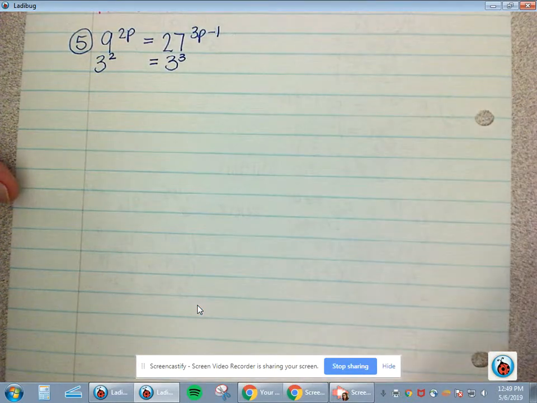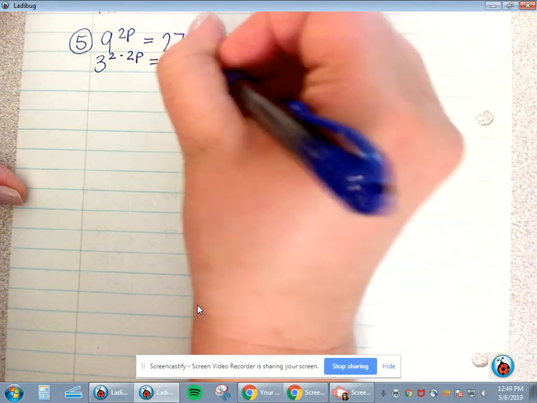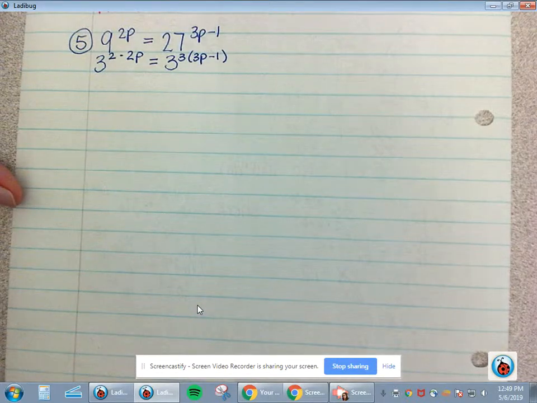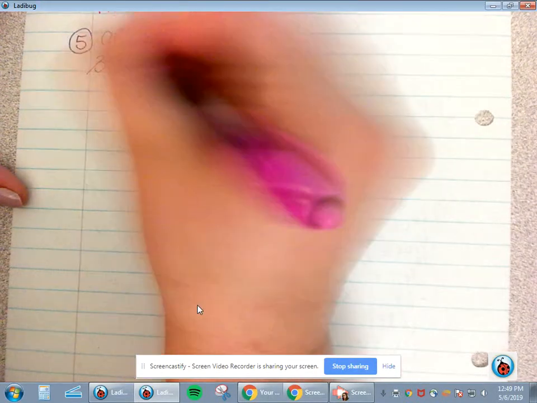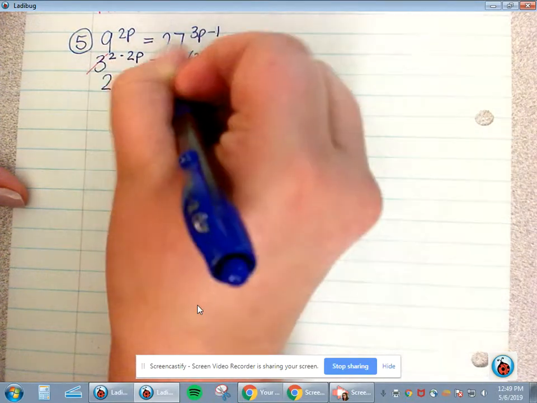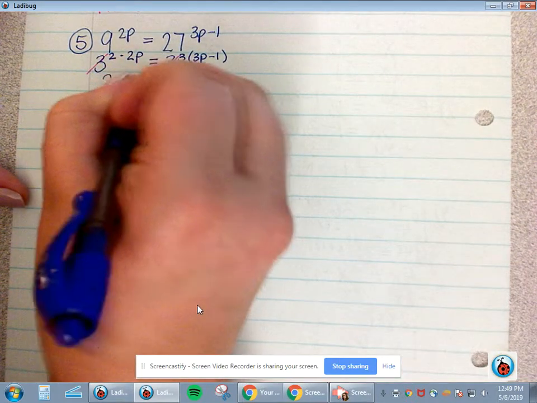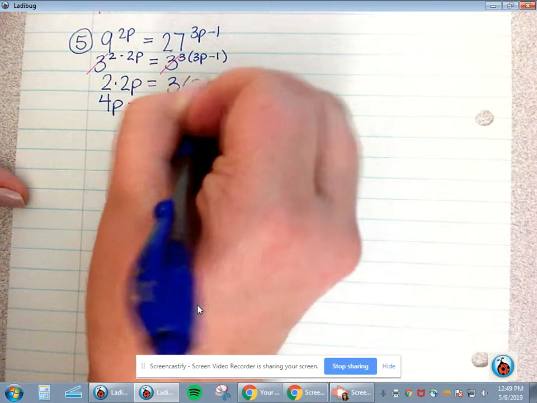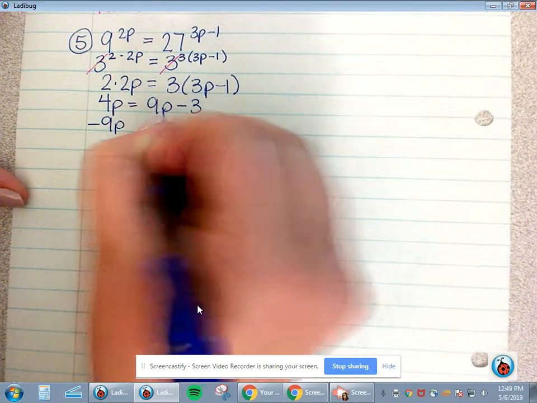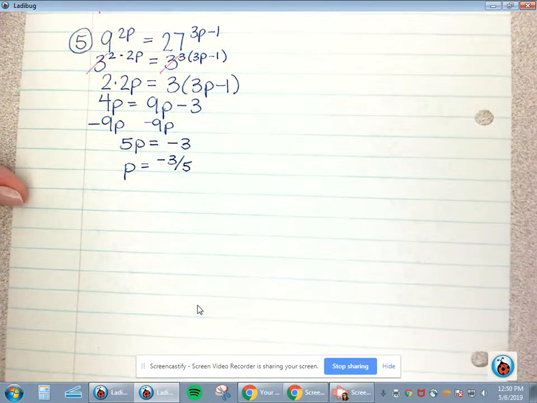So if I rewrite 9 as 3 squared and then I multiply by that exponent that there was already, and then I multiply again by that exponent on the other side, then we are all set there. So we've got 2 times 2p on one side, and 3 times the quantity 3p minus 1 on the other. So 4p equals 9p minus 3. So I've got 5p equals negative 3. So p equals negative 3/5.